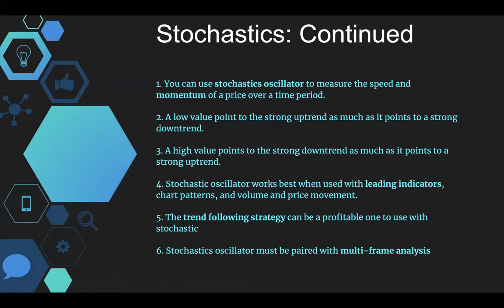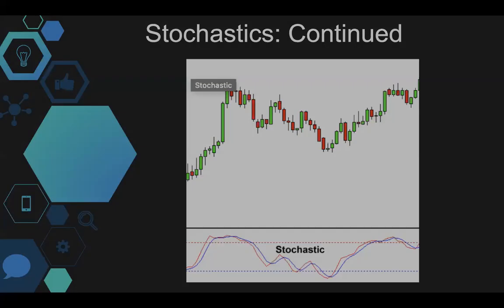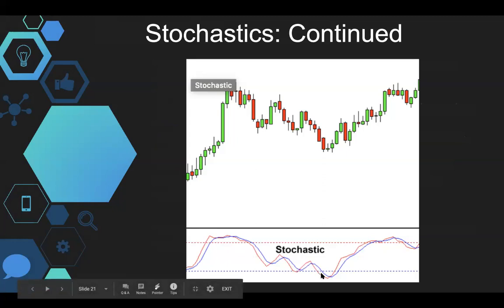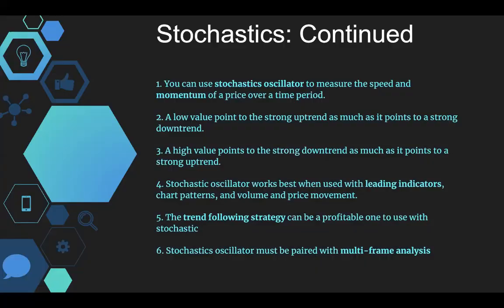You have to understand, a low value points to a strong uptrend as much as it points to a strong downtrend. Let me go back. A low point points to a strong downtrend as much as a strong uptrend. So if the stochastics is down here, it usually means that it's a strong downtrend, okay? If it keeps going like this, right? Now, when it starts to point up like that, that's when the momentum can shift to the upside.